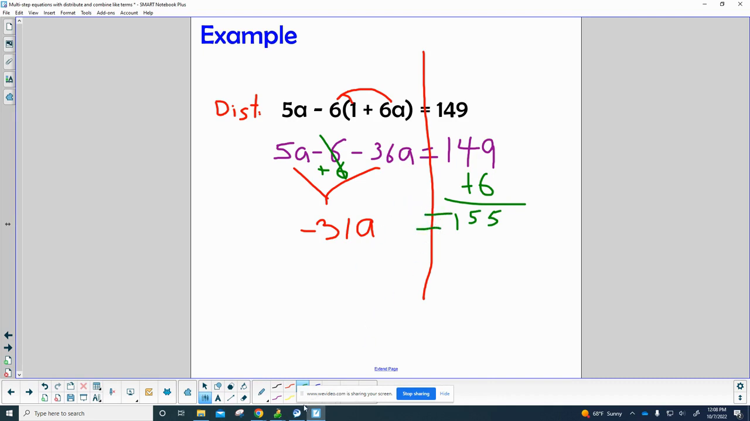All right, so we got one more step here. We got to divide both sides by negative 31. So let's put a little line under there and put negative 31 and negative 31. And when we divide that out, we end up with a equals, and then 155 divided by negative 31 is minus 5. And there we go.